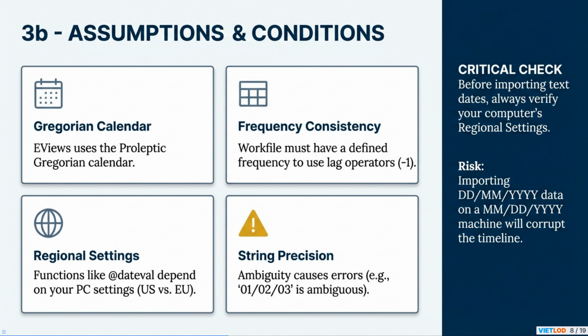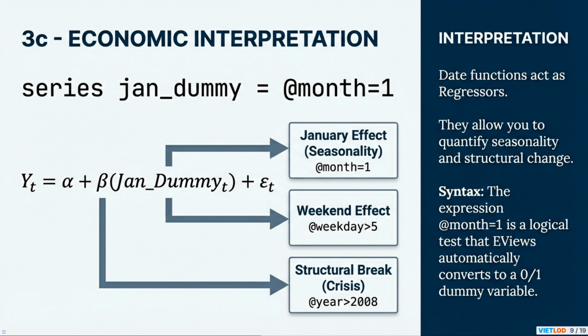If you are a researcher in Europe with data in DD/MM/YYYY format, and you send your data to a colleague in the US whose computer uses MM/DD/YYYY, the date 07/05/2023, May 7th, could be misinterpreted as July 5th, completely altering the results. Once we've managed these technical details, we can start using date functions for what they're really meant for, economic analysis. Let's see how.